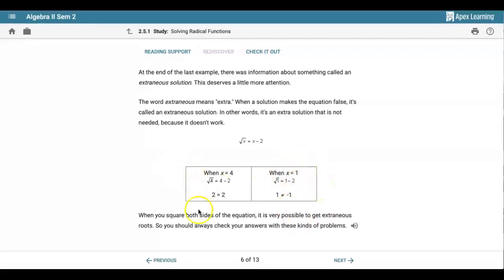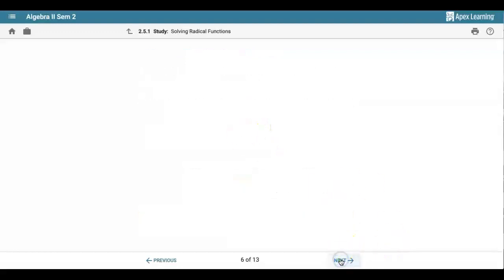All right, and they want to point out here, look, when you square both sides of an equation, it is very possible to get extraneous roots. So you should always check answers with this kind of problem, right? So when you have x on both sides, or your variable on both sides, it's always a good idea to check those roots. And in general, I personally always feel it's just a good idea to check your root. What's an extra 30 seconds to make sure that you got the right answer?